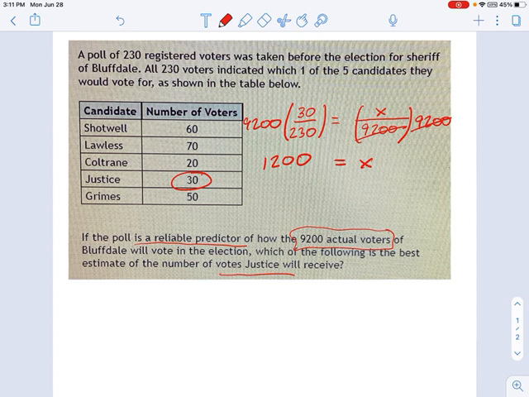Or if you prefer, you can think about it as a percentage. First, you figure out the percentage, 30 over 230 is 13%. And then you say 13% of 9,200. Well, that's going to lead you to the same thing. So either way, they both work. And that's how you do ratios. These are actually done all the time, every 2 or 4 years.